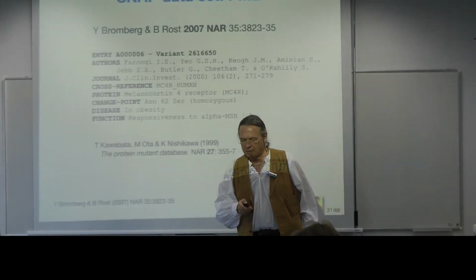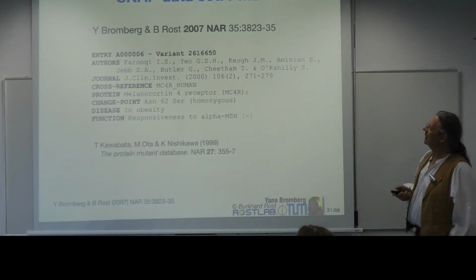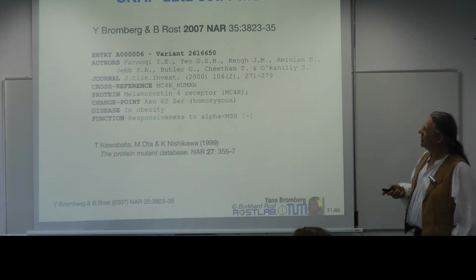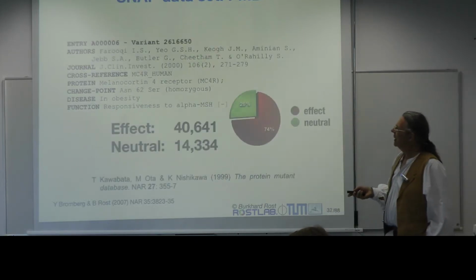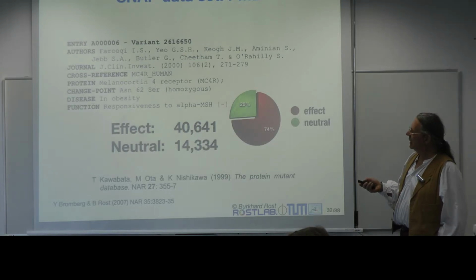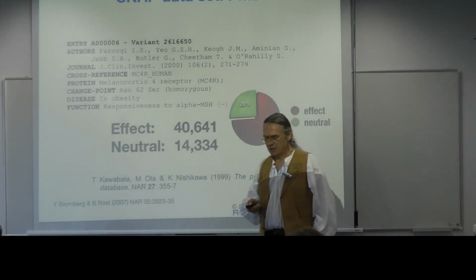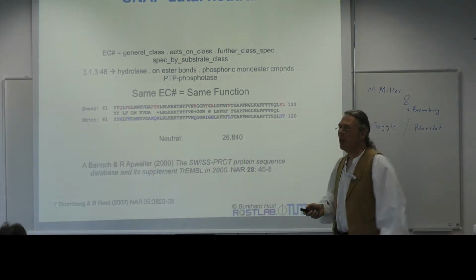Now, when we look at a data set, the first person who really aggregated a larger data set was Jana Bromberg, and she went back to a database, PMD, that is no longer maintained. And from PMD, after some redundancy reduction, she found 40,000 effect and 14,000 neutral variants. So essentially, given this data set, let me put up the next slide.